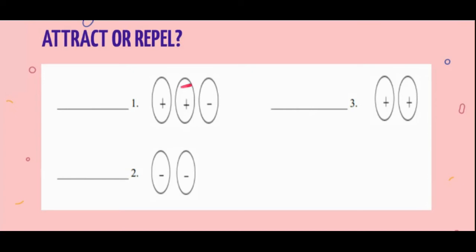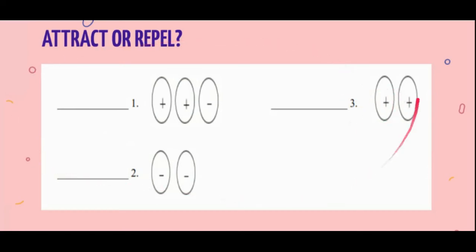So what would happen to these charges here in number one? Of course, the two positive charges will repel one another, but these two are attracted to the negative charge. So basically, number one, these charges will repel. Number two, there are two negative charges, so they are the same charges, so they will repel one another. Number three, they are the same positive charges. So what would happen to them? They will also repel one another.